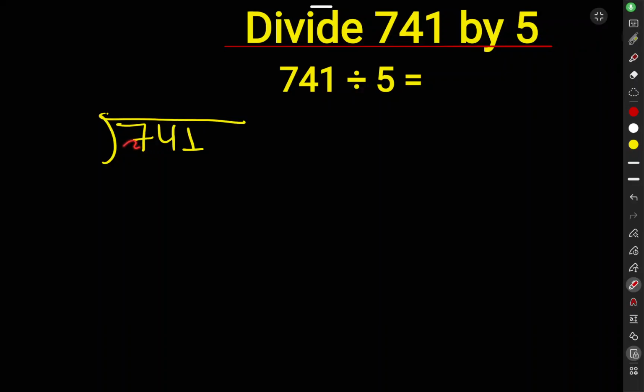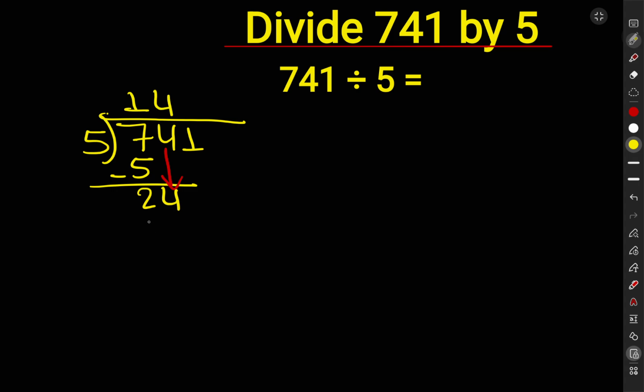We divide 741 by 5 in a long division method. 5 times 1 is 5. On subtracting, we get 2. So now we put down this 4 and it is 24.